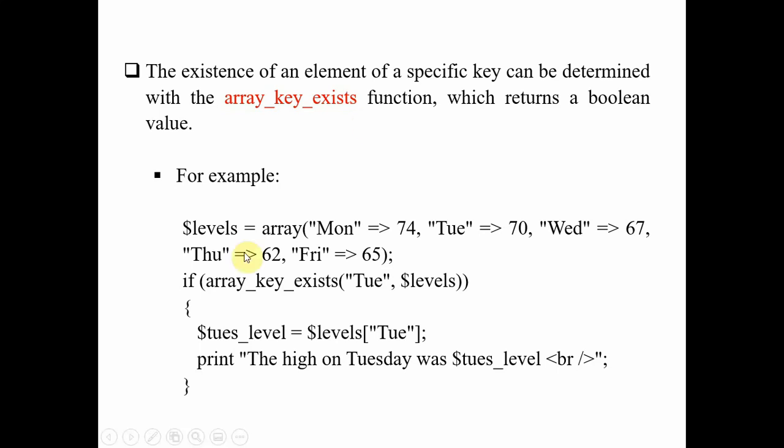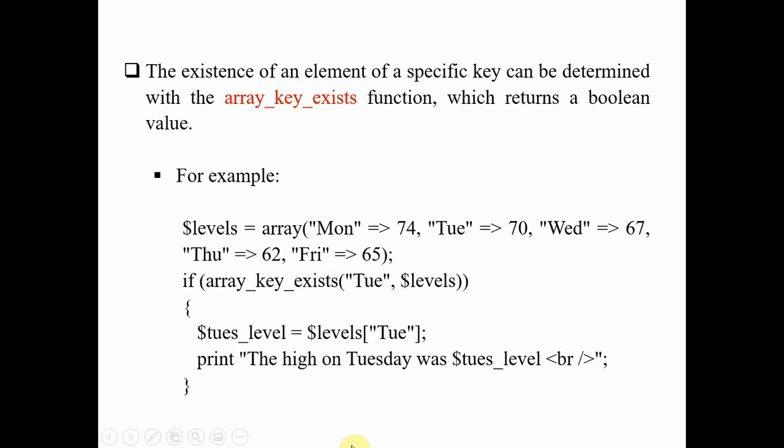We have the same type of array here, and I am going to use the function array_key_exists. This function accepts two parameters. The first parameter is the key itself. We need to check a particular key, so that key is the first parameter, and the second is of course this array. If the key exists there, it will return a boolean true value, no problem.